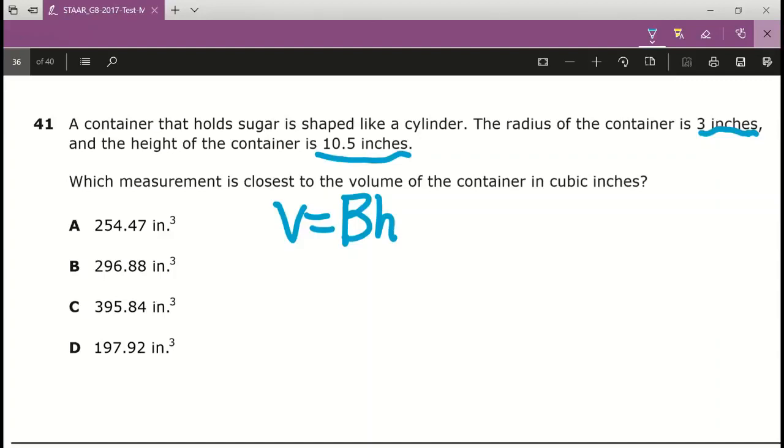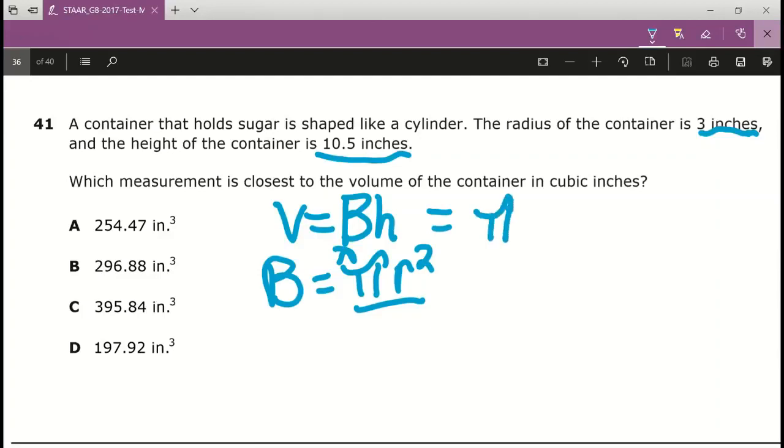We don't know big B off the bat, but we can calculate it. So remember that big B is the area of the base, and the base of a cylinder is a circle. So what we're looking for is the area of a circle. So big B is pi r squared. We're going to plug it back into this formula. We're going to plug this right there. So we get our volume formula is pi r squared times h.